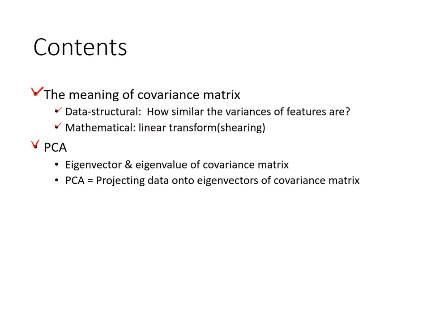And for the data structural view, I'm going to say that the covariance matrix tells you how similar the variances of features are. And in the mathematical view, I want to say that the covariance matrix does the linear transform or the shearing. And in PCA, we're going to find the meaning of the eigenvector and eigenvalue of the covariance matrix, and we'll see how the PCA works.